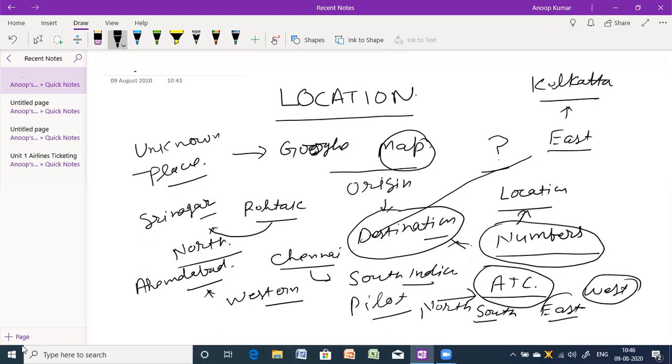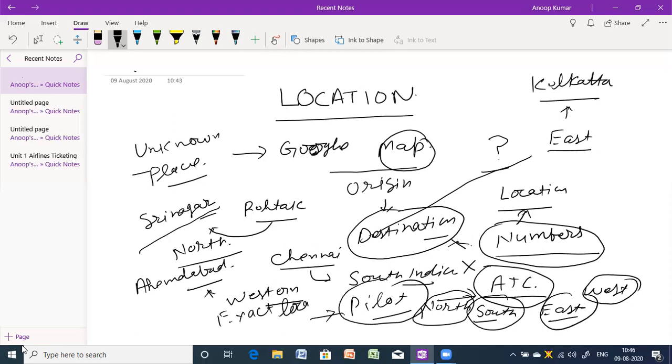He cannot give this answer to the ATC because north is very big. Srinagar is also in the north, Punjab is also in the north, Haryana is also in the north. So where in the north? Similarly, south is also very big. Chennai is in the south, Bangalore is also in the south, and east is also very big, west is also very big. So the ATC will be confused. So the pilot has to tell his exact location.